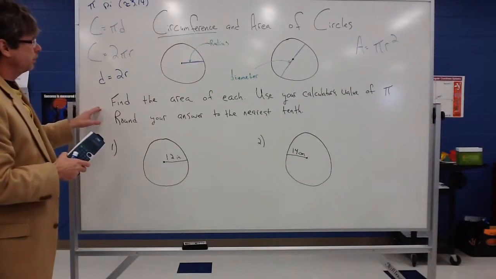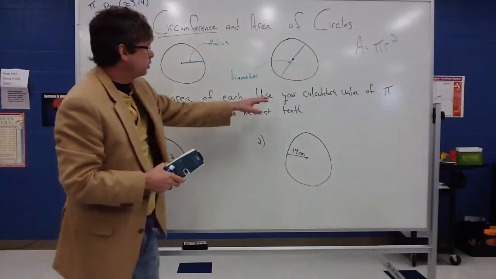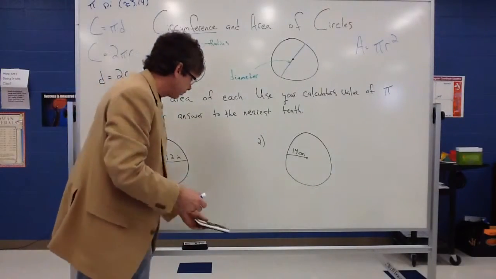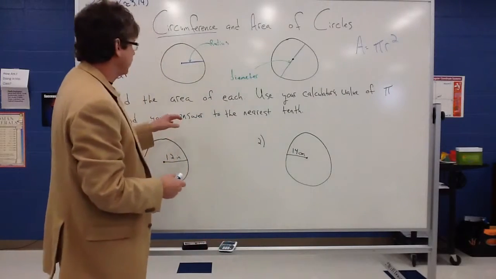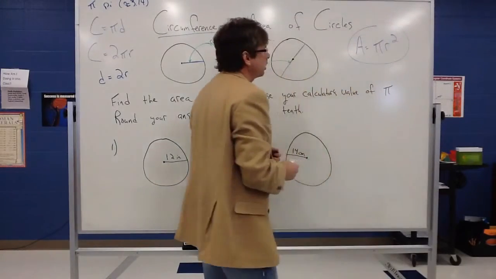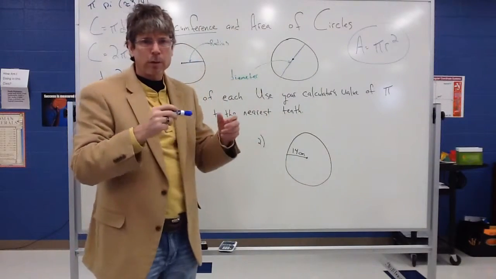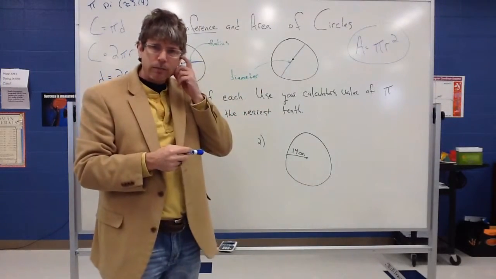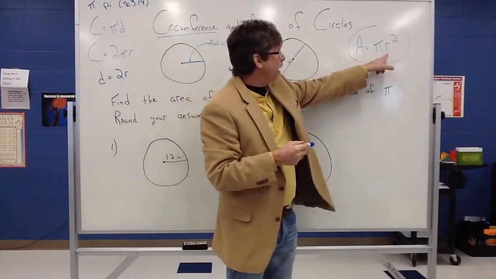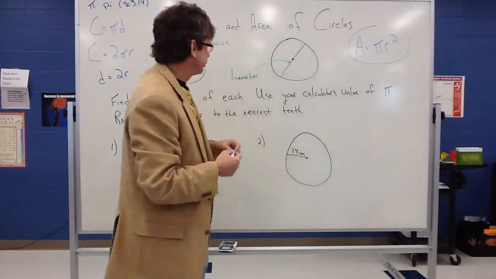So let's start with this question here. It says, find the area of each. Use your calculator's value of pi, round your answer to the nearest tenth place. So, to find the area of a circle, we use this formula over here: area equals pi times the radius squared. Just like simple interest, we're going to basically just replace the letter with the value that goes in for the letter. And to figure out what the area is, what we have to know is what the radius is. So if we know what the radius is, we can just replace r with that value.